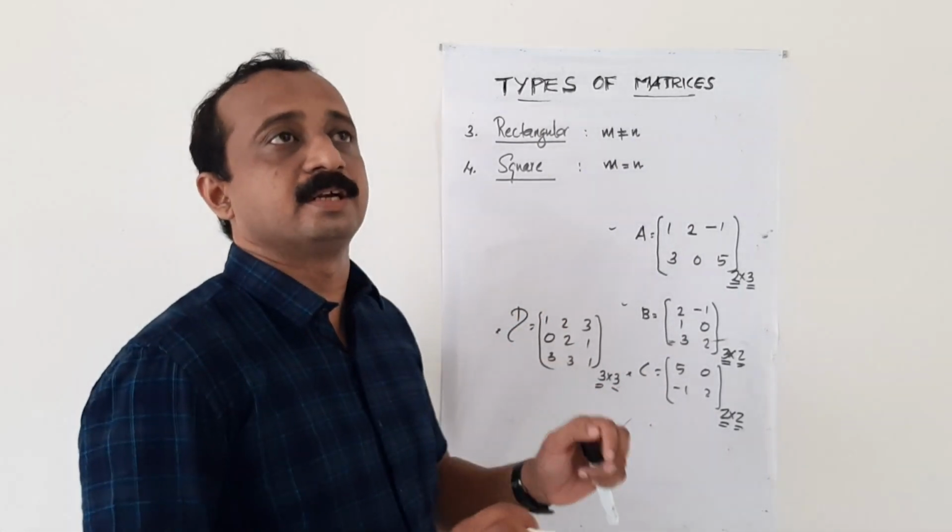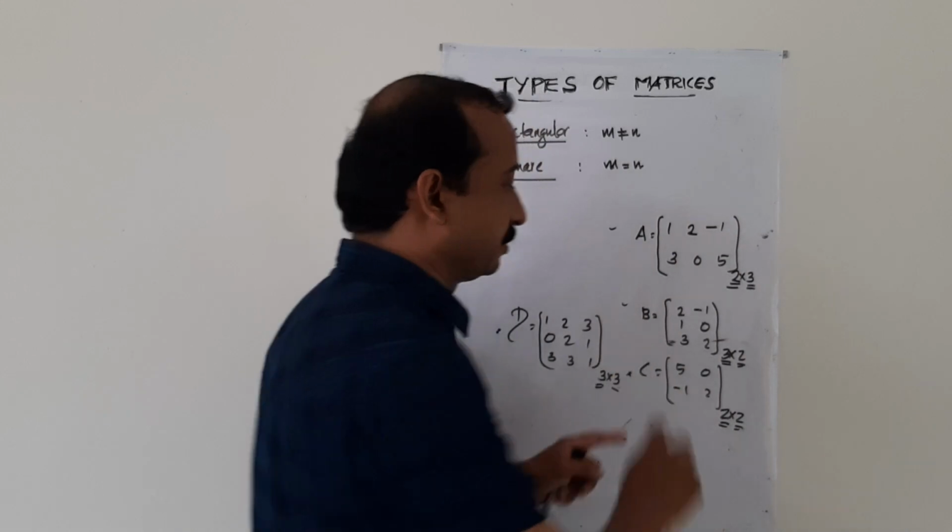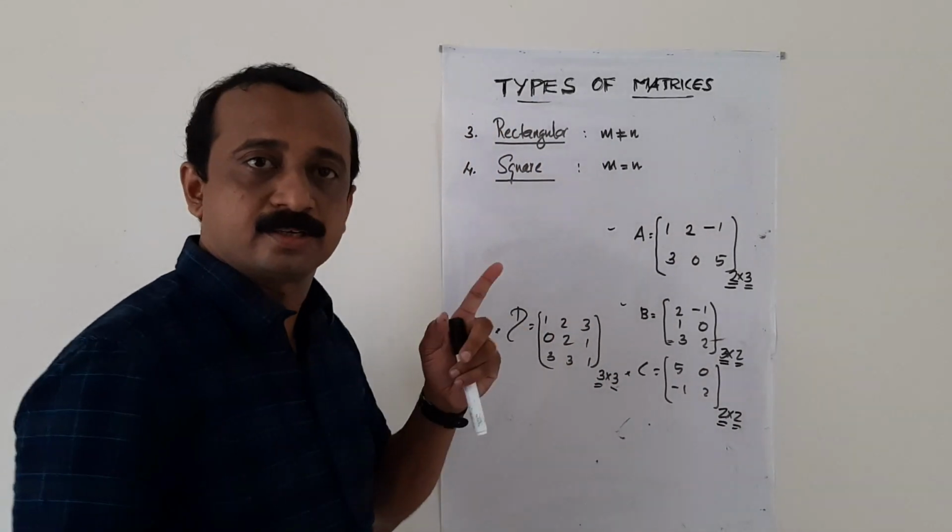In a rectangular matrix, the number of rows is not equal to the number of columns. This is the form of a rectangular shape. This is also the form of a square shape. That's all.